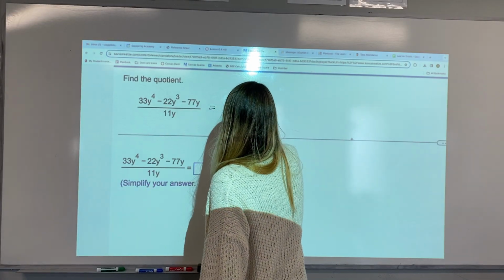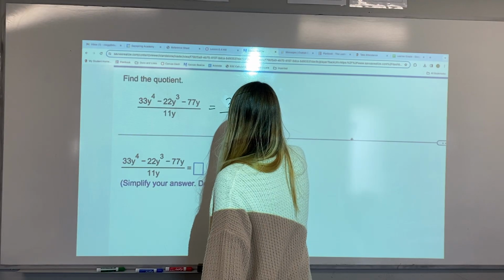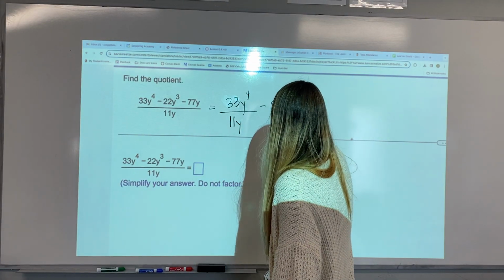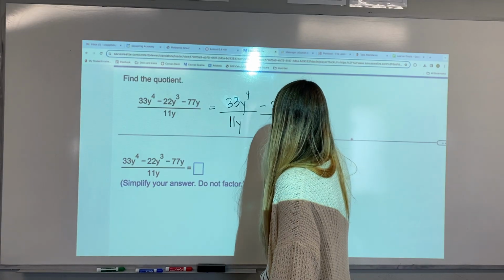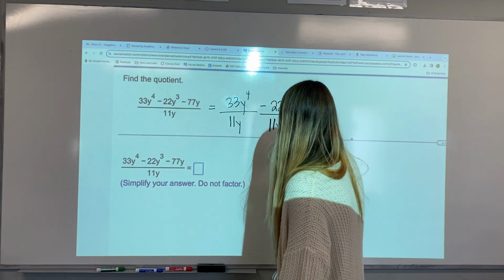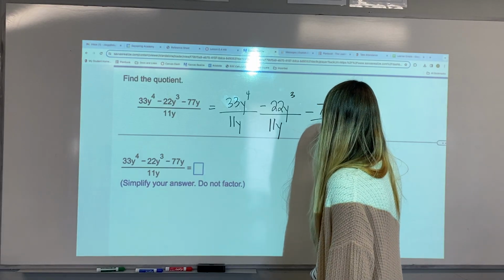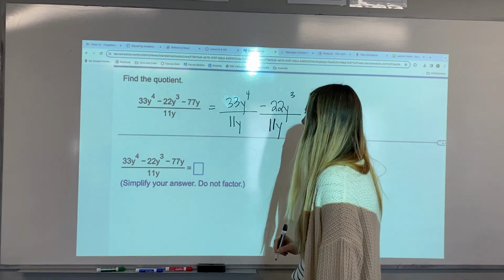33y to the 4th divided by 11y. Negative 22y cubed divided by 11y. Negative 77y divided by 11y.